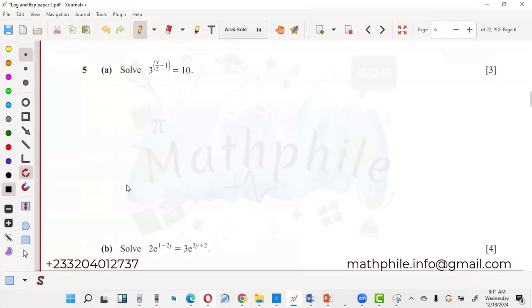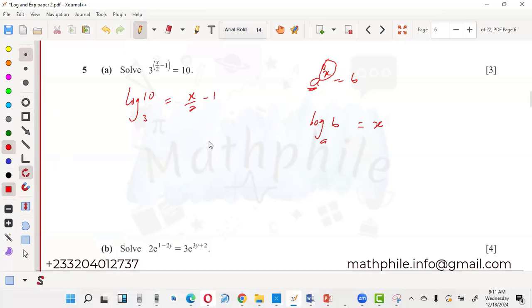So ideally, we know that we have to change this into a logarithm. How would you change this one to a logarithm? Log 10 base 3 equals x over 2 minus 1. Because from the property, a raised to the power x equals b, the base is a, and log is used to find the exponent. So the answer is the exponent, and this would be b. That's what we did. Or you can type log 10 base 3 on the calculator.